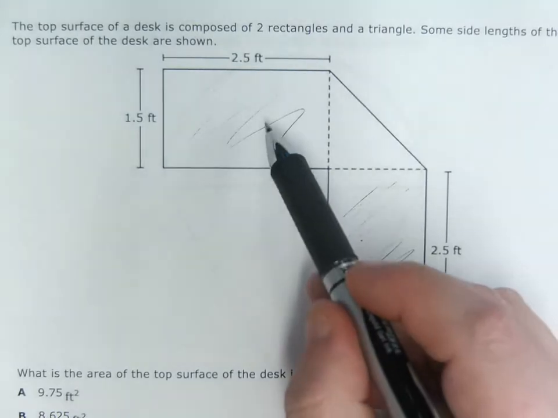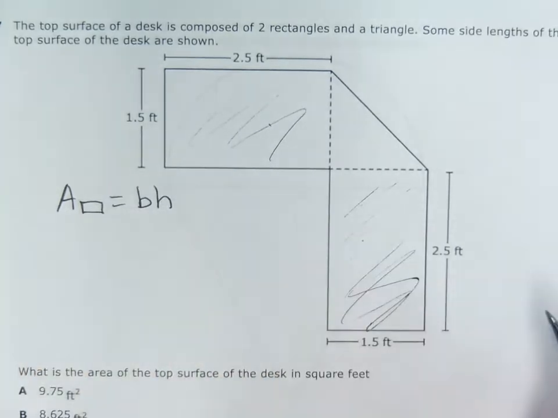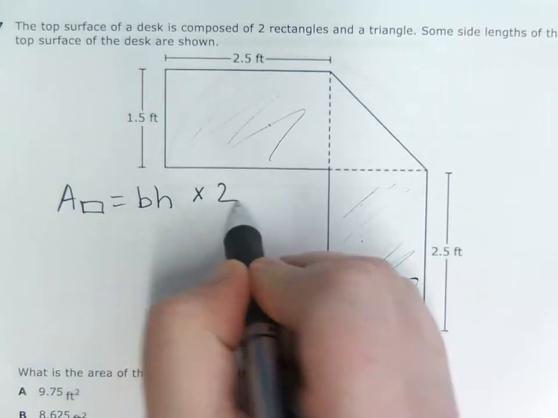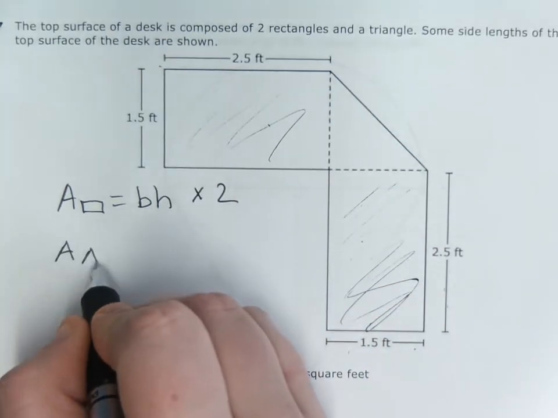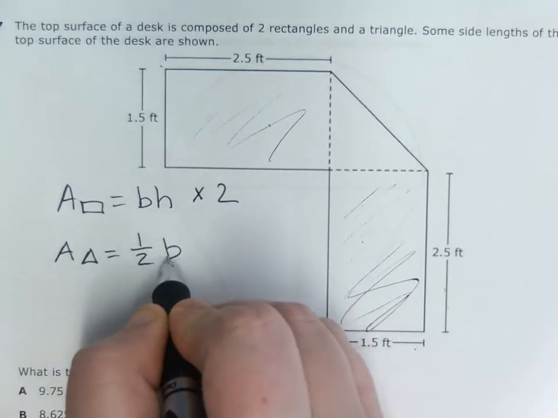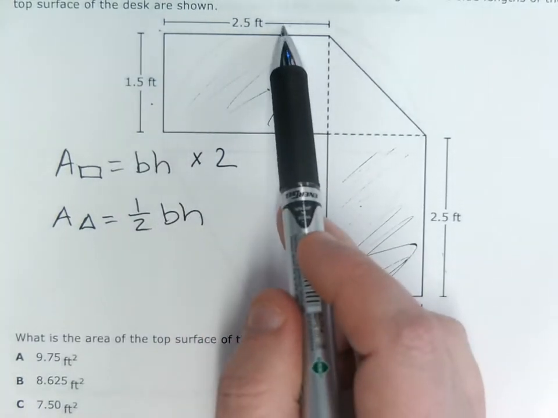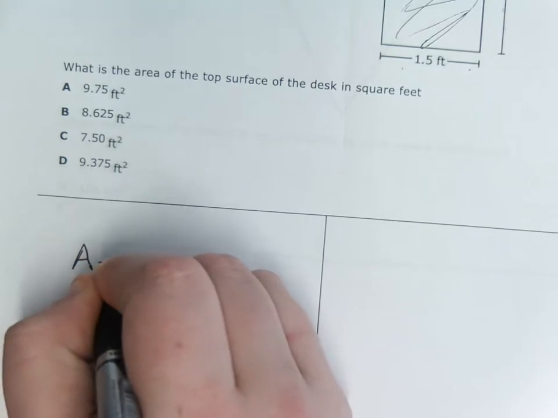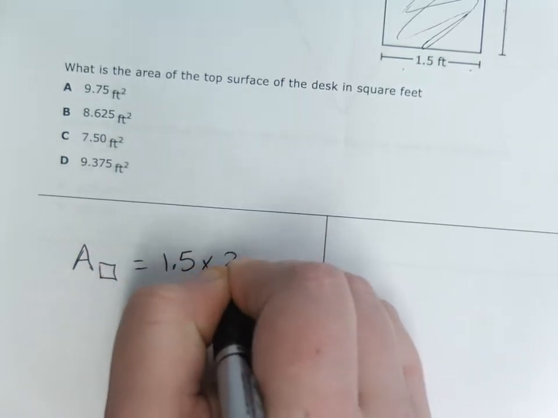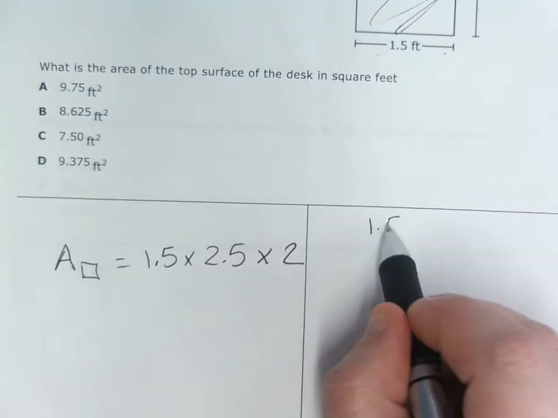So this one, I have 2 rectangles, so I know the area of a rectangle is base times height. And because I have 2 of them, I need to multiply it by 2 again because they both have the same measurements, correct? Okay, and then the area of the triangle is going to be 1/2 the base times the height. Okay, so let's start with the rectangle. It's going to be 1.5 times 2.5 times 2. Okay, so let's do 1.5 times 2.5.